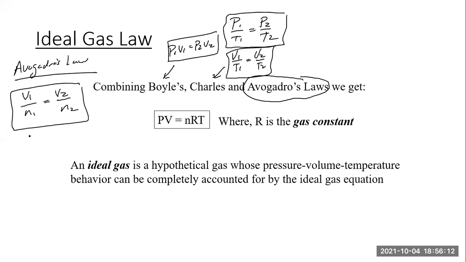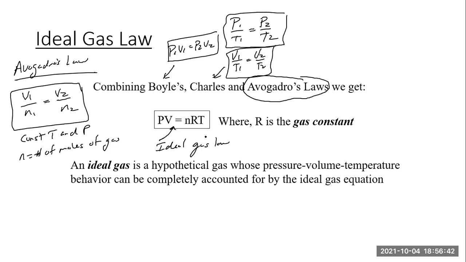Avogadro's law is kind of an interesting one. It is actually at constant temperature and pressure. And N is the number of moles of a gas. And in this particular case, putting all these together gives us the ideal gas law, which is right here, which is PV equals nRT.